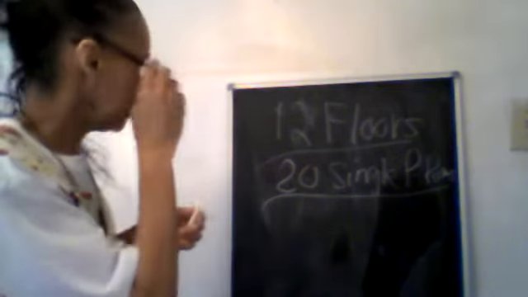Okay, you got 12 floors. Each floor has 20 single-person rooms and 40 two-person rooms. What is the total guest capacity of the hotel? So in other words, the guest capacity would be the two-person rooms. The guest capacity to me looked like it would be 20 rooms. I think it would be 20.